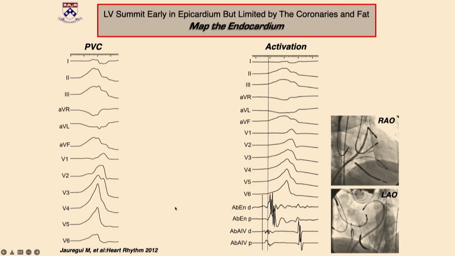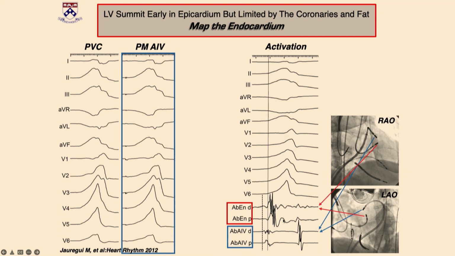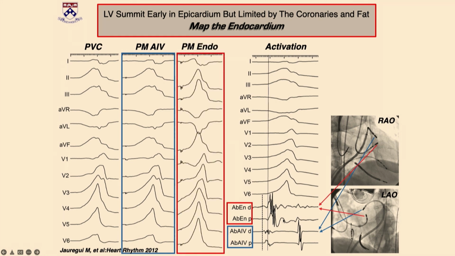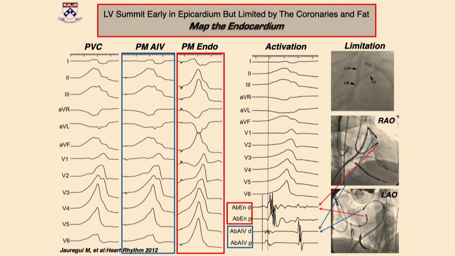This is a classic example in which the ablation catheter placed in the AIV to map the veins here was earlier in the epi than in the endo. And usually your pace maps are terrible in the endo, but they're pretty good on the epi because you're very close to the source of origin of the arrhythmia. And usually you're limited by the coronaries and the fat.